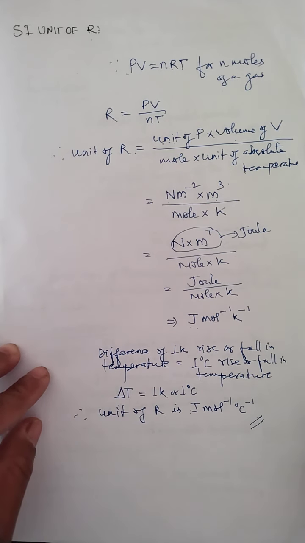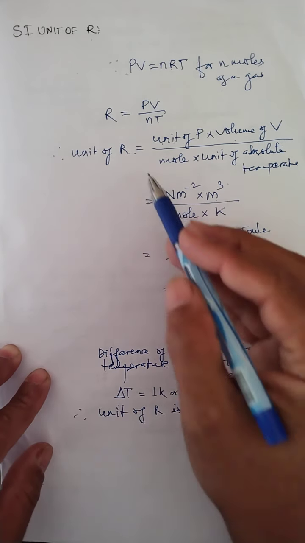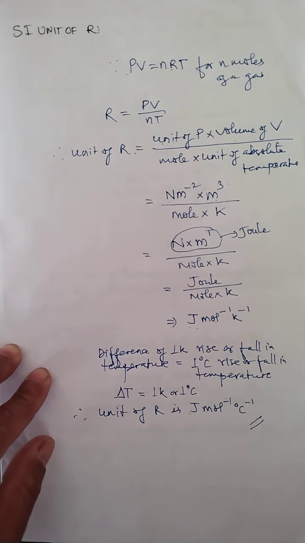Now we have the next one, that is the value of R. R, as a universal gas constant, has a particular, fixed value. And this value is the same for all gases of any nature, and under all conditions. And this value can also be calculated.